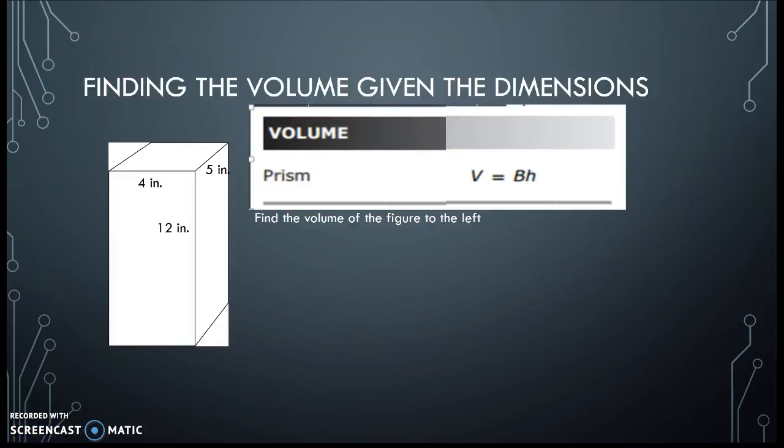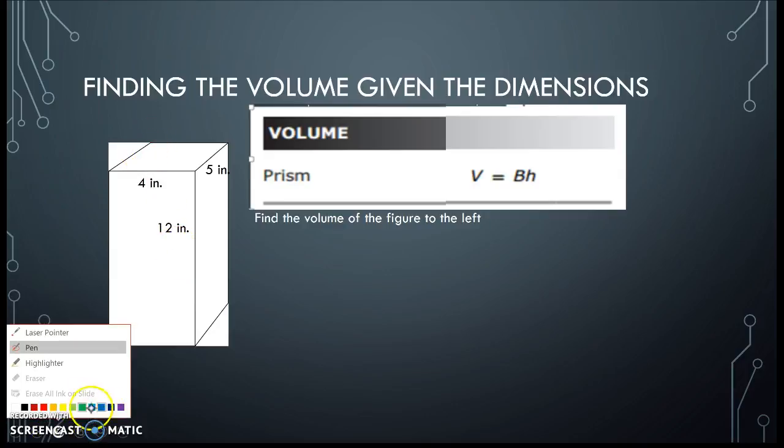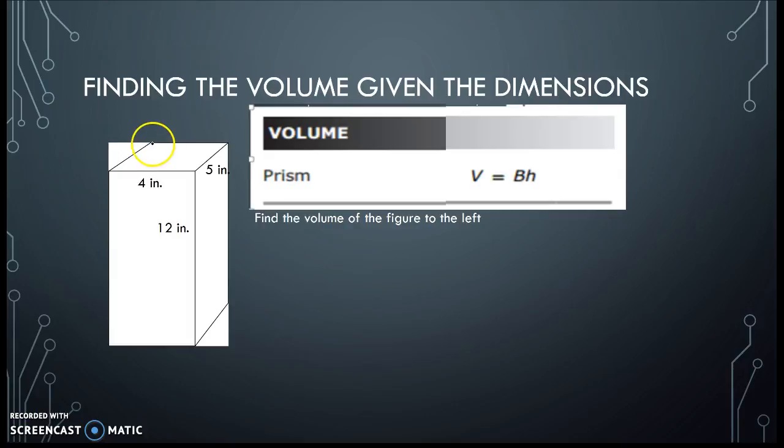Okay, so next problem says finding the volume given dimensions. Okay, so this time we aren't given the area of the base. So again, like I said, I've been forgetting to do it. We have to, first step, we're going to shade in the base. So I'm going to go ahead and make this shape a little more three-dimensional to help me out in doing that.